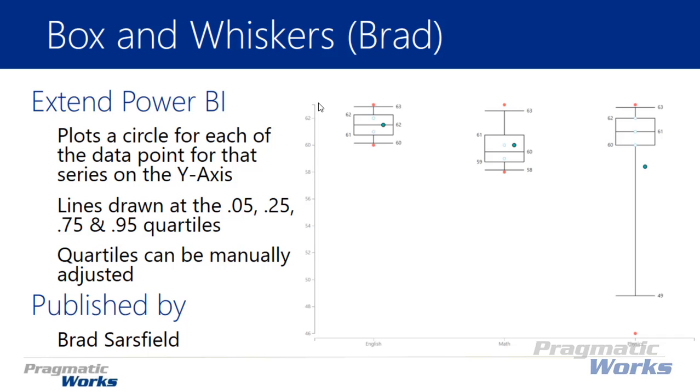One thing I like about this visual is it plots every individual data point that you have from your data set, from each series against the y-axis. So each data point has a circle devoted to it on Brad's Box and Whiskers chart. You'll also see that the quartiles are separated at the 5th, 25th, 75th, and 95th percentile. That's where the beginning lines, ending lines, and then the box begin. And that's how Brad has separated his.